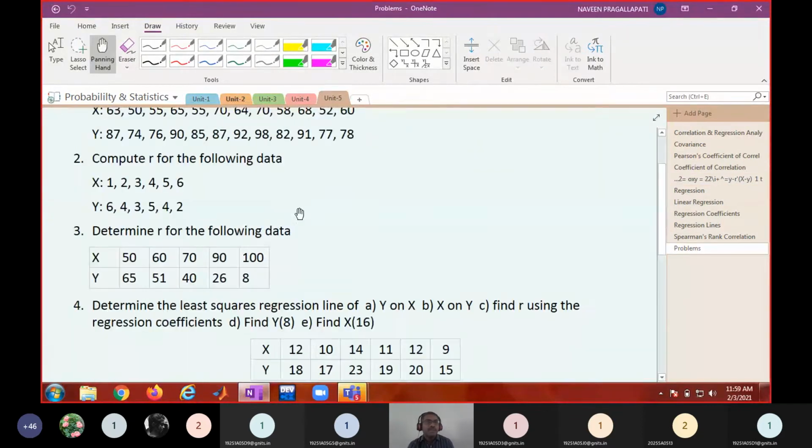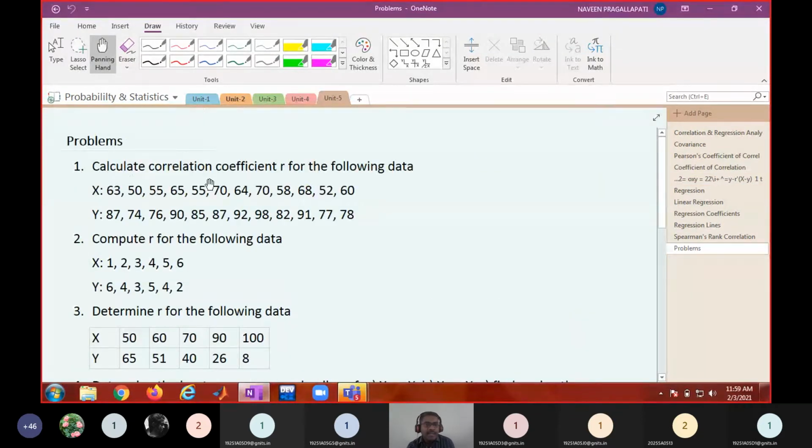All of you note down the first problem. Calculate the correlation coefficient r for the following data. This is the data given. The x data is given. You better write it in the form of columns, x data, y data.